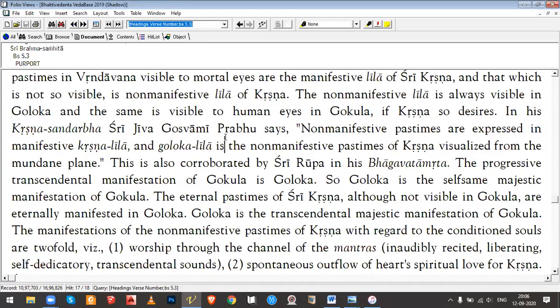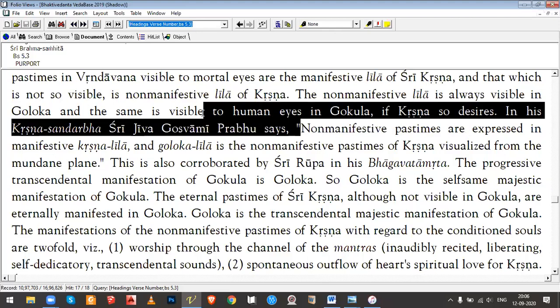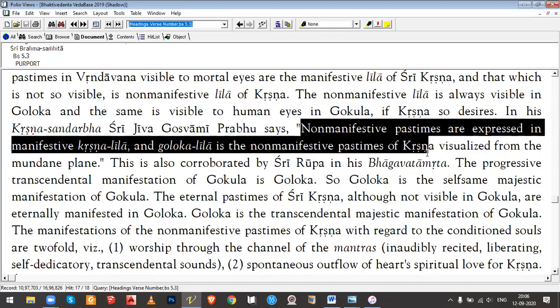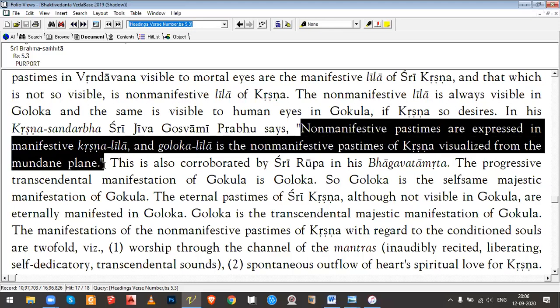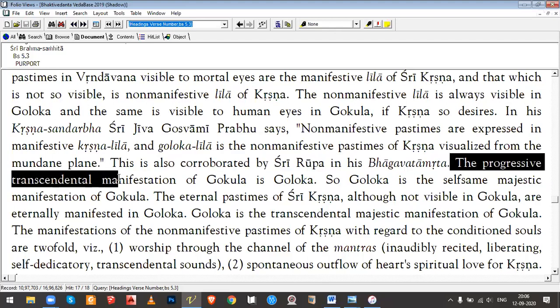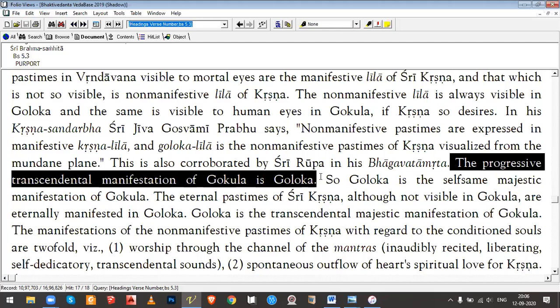In his Krishna Sandarbha, Srila Jiva Goswami Prabhu says, non-manifested pastimes are expressed in manifested Krishna Lila, and Goloka Lila is the non-manifested pastime of Krishna, visualized from the mundane plane. So these pastimes in the spiritual world, which are never visible to us, can become visible in Gokul by Krishna's mercy. Actually, those eternal pastimes can be seen inside Gokul. This is also corroborated by Sri Rupa in his Bhagavatamrita: the progressive transcendental manifestation of Gokul is Goloka.